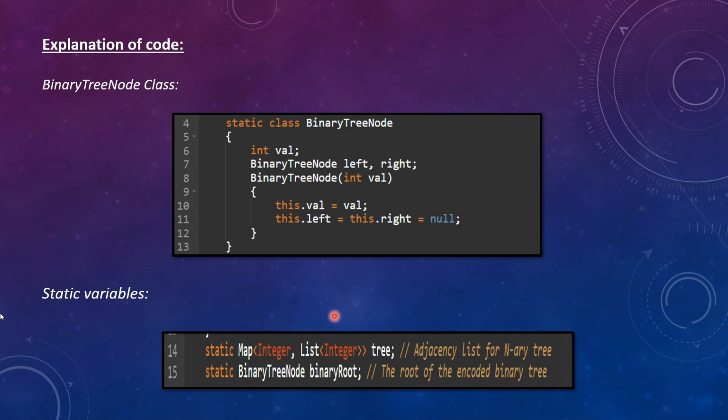Static variables. Tree is a map that stores the structure of the N-ary tree. Each node maps to a list of its children. Binary root is the root of the encoded binary tree that will be created after encoding the N-ary tree into a binary tree.